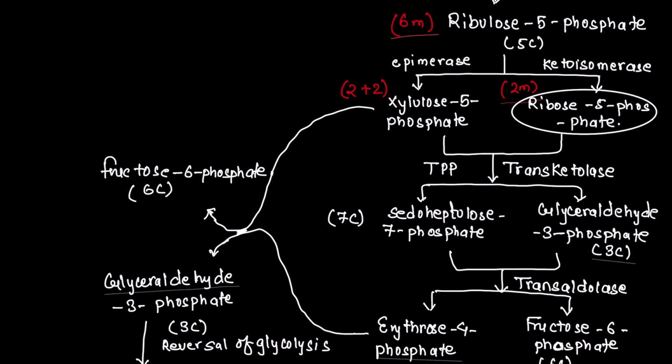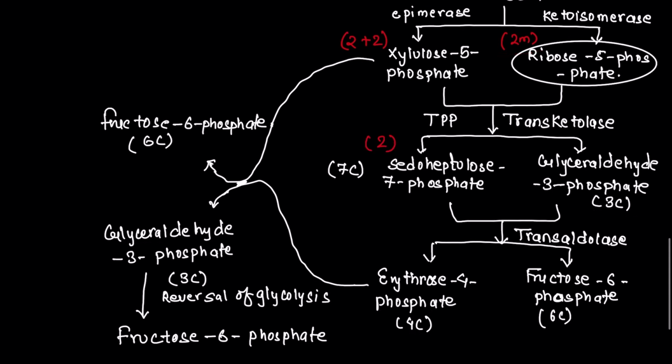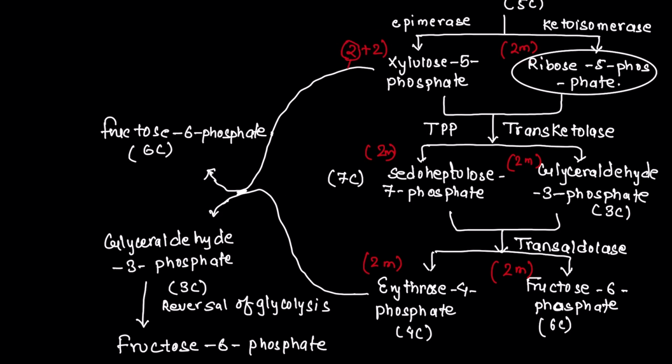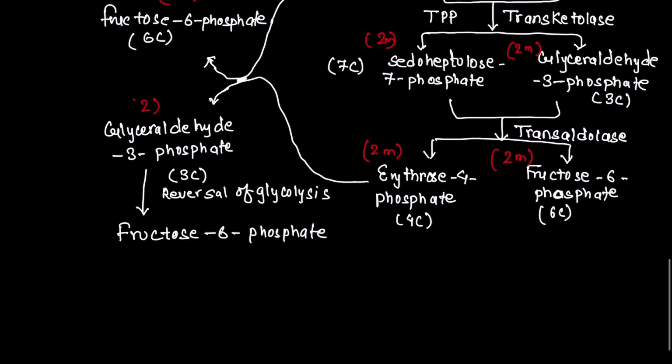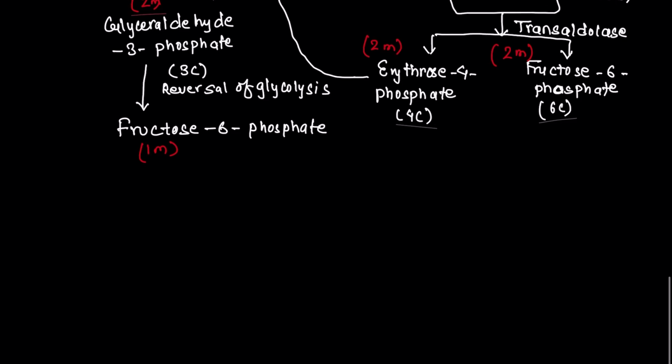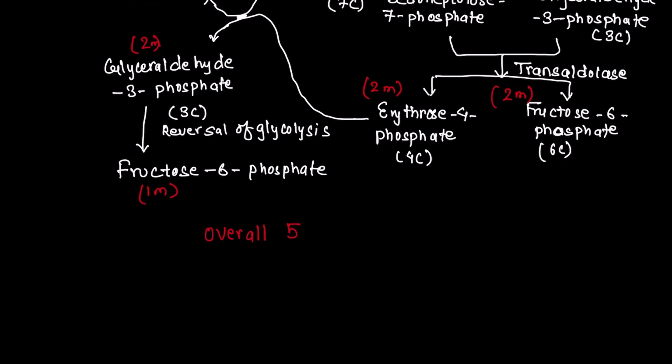Now, 2 molecules of xylulose 5-phosphate and 2 molecules of ribose 5-phosphate will react to form 2 molecules of sedoheptulose and 2 molecules of glyceraldehyde 3-phosphate. Again, 2 molecules of erythrose 4-phosphate will be formed against 2 molecules of fructose 6-phosphate. Now, the remaining 2 xylulose 5-phosphate will react with the 2 molecules of erythrose 4-phosphate to form 2 molecules of fructose 6-phosphate and 2 molecules of glyceraldehyde 3-phosphate. These 2 molecules of glyceraldehyde 3-phosphate will again form one molecule of fructose 6-phosphate. Overall, 5 molecules of fructose 6-phosphate are formed.